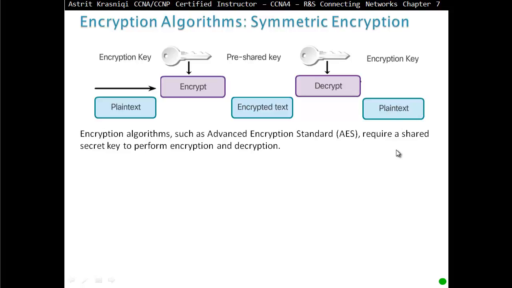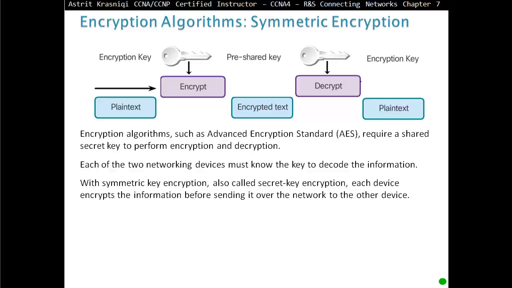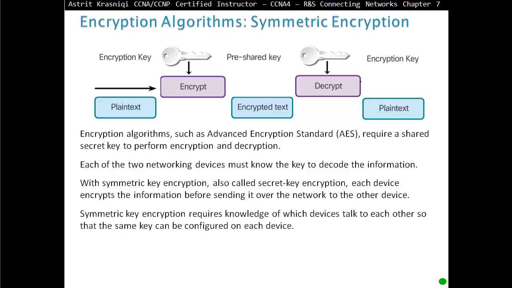So an encryption algorithm, such as Advanced Encryption Standard, AES, requires a shared secret key to perform encryption and decryption. Each one of the two network devices must know the key to decode the information. With symmetric key encryption, also called secret key encryption, each device encrypts the information before sending it over to the other side or other device.